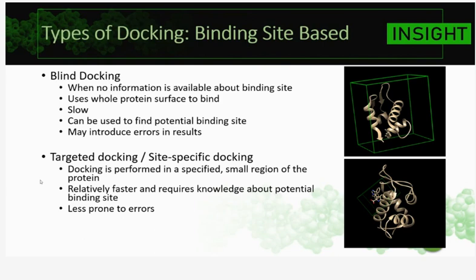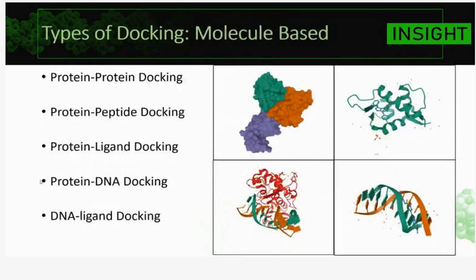The second type is based on the known binding site. If you already know the binding site of a certain protein or enzyme, then you can directly do the docking, or focus your conformational sampling, which we are going to discuss soon, into only that binding site region. That is called targeted or site-specific docking, where we specify to the software, okay, this is the binding site, so I want you to do the conformational sampling of the ligand only in this site. Those are the types of docking based on knowledge of the binding site.